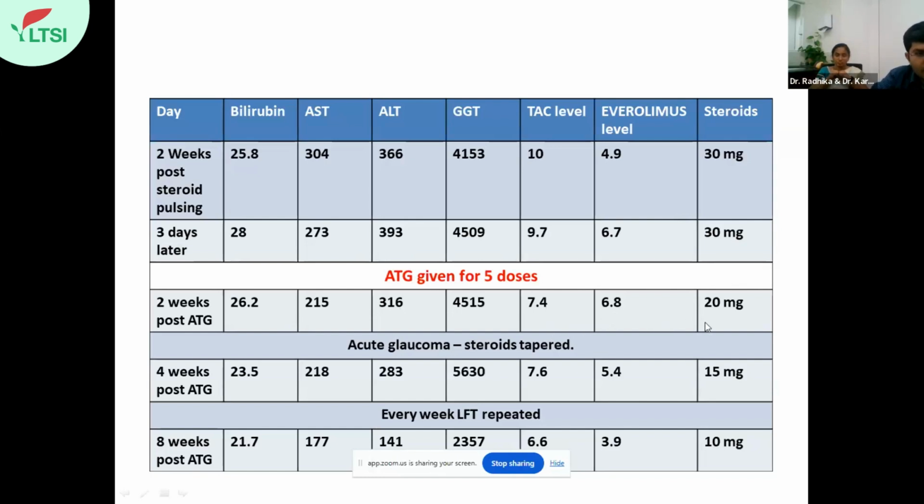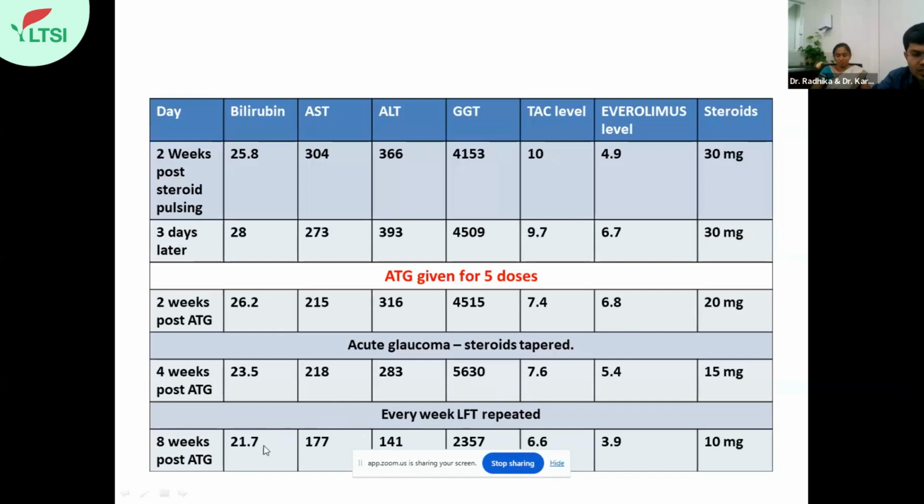Because of prolonged steroid use and high dose of steroids, he probably developed acute glaucoma changes and then steroids were tapered after that. 4 weeks post ATG, if you see, the bilirubin has a declining trend, but the enzymes are almost static. Gamma GT going up to 5,630. And gradually the steroids are being tapered. Over here, we were patient, we were waiting because the bilirubin was coming down slowly. Though the enzymes were a little slow to respond, every week LFTs were being repeated.